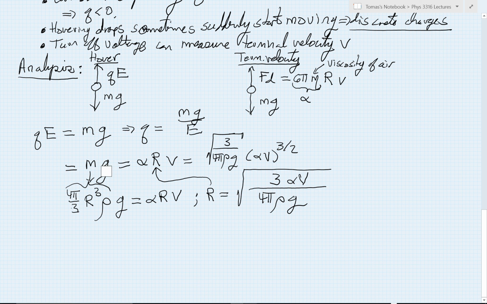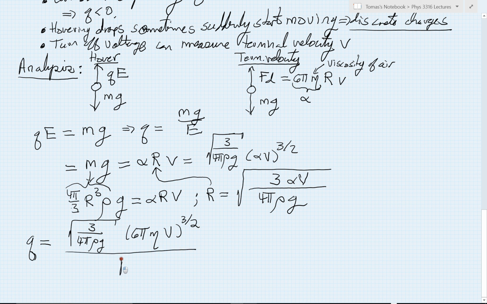That then is the value of mg, and to get q, I just divide this by the electric field. So the final expression is then q equals this quantity here, square root 3 over 4 pi rho g times alpha v to the 3/2. Well, this is the only place where alpha appears, so I might as well put in its official values. Alpha is 6 pi times the viscosity. That then is multiplying a factor of v that appears to the 3/2. And finally, all of this is divided by the electric field.